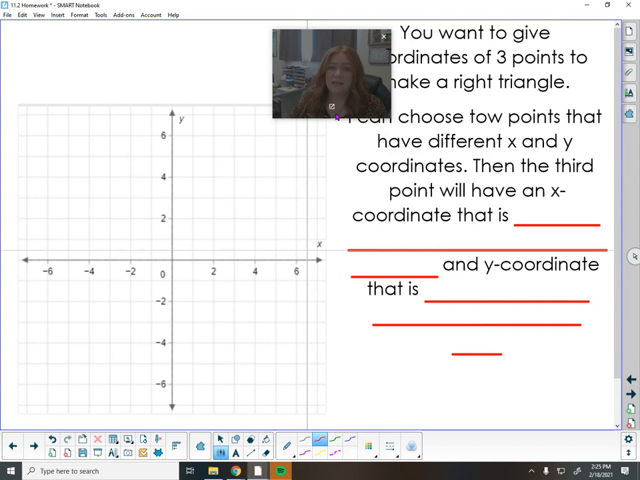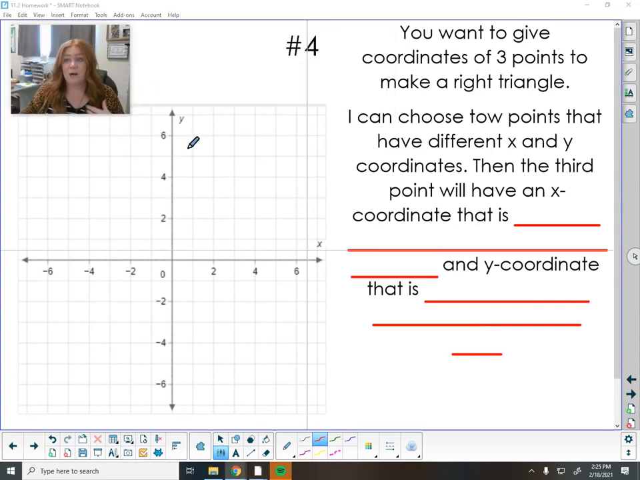So let's go ahead and try number 4. We want to make 3 coordinate points to make a right triangle. So we've got to have that 90-degree angle in one of the corners. And that should say 2, not toe. So I can choose 2 points that have different X and Y coordinates. I'm going to choose here and here. So they're different X and Y. This is over 6 up 2. This is over 1 up 5.